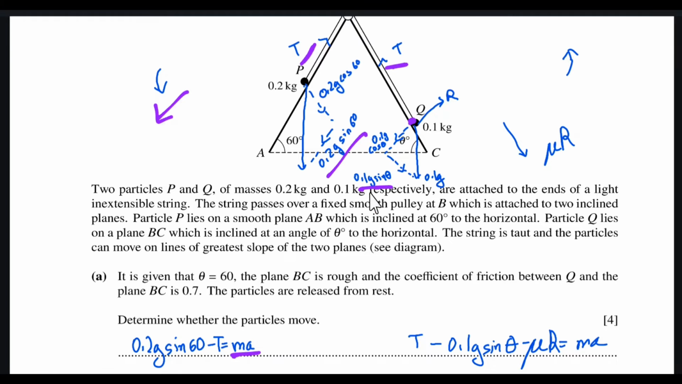Question number 7. A car of mass 1200 kg is traveling along a straight horizontal road. The power of the car's engine is constant and is equal to 16 kilowatts. So we have been given the value of power and we know the mass. So the weight would be mass times gravitational field strength, that is g.